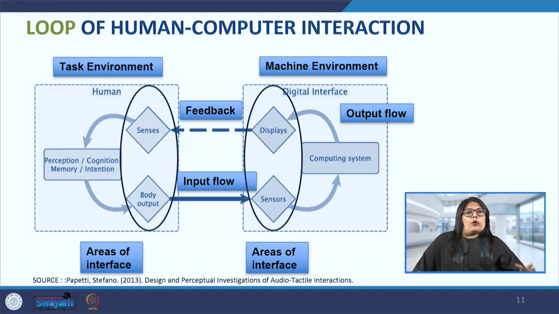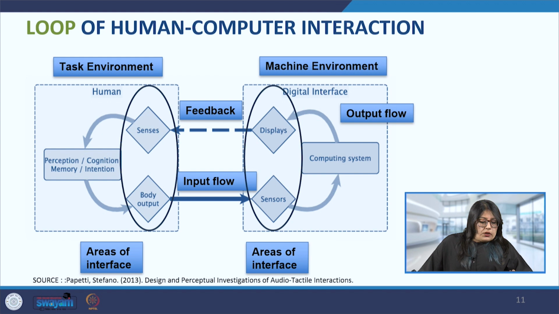Now, coming to the loop of human computer interaction, here we can see that there are broadly two environments. One is the task environment, and the other is the machine environment. The flow of information between the human and the computer is defined as a loop of interface and interaction. Some of the aspects of this interaction are the task environment, the machine environment, the area of interface, the input flow, output, and the feedback. So we can see here how this particular loop is moving forward.